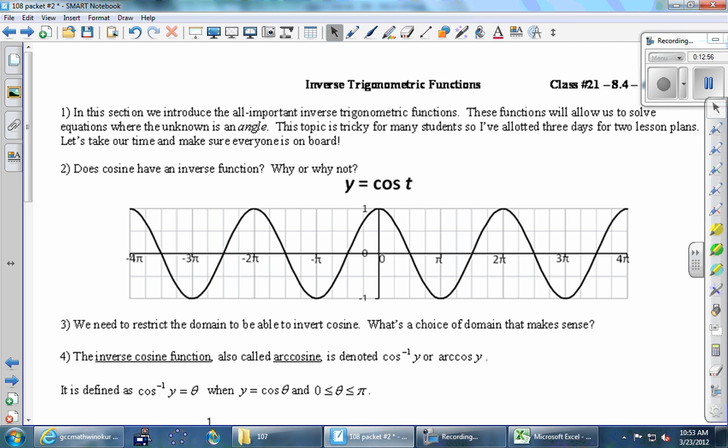Okay, but we begin on number 1. Can we go to Bryce? In this section, we introduce the all-important inverse functions. These functions will allow us to solve equations.